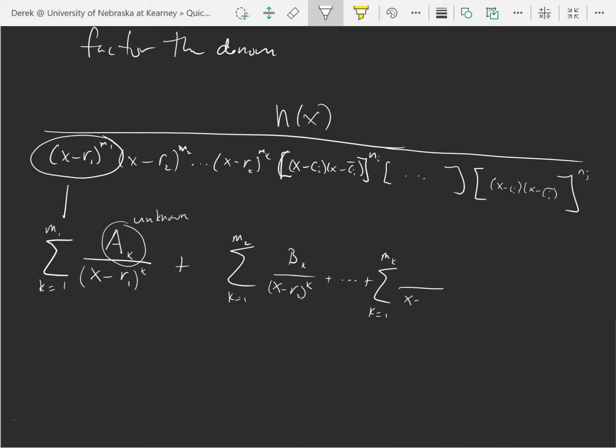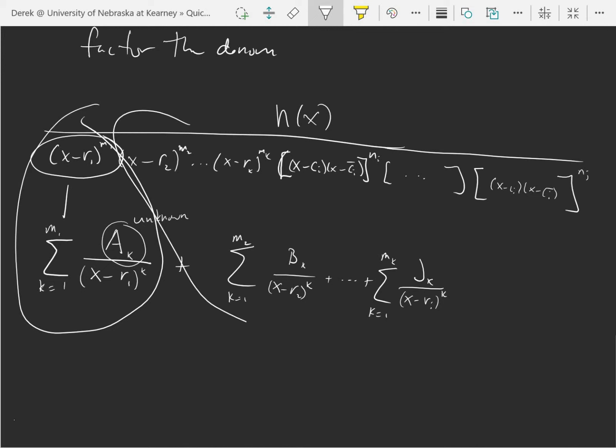x minus r, I'm going to go with a j there, and mk, nope, that's a k, and this is going to be another variable, k, j. Okay. So for each of these, I get one of these things.